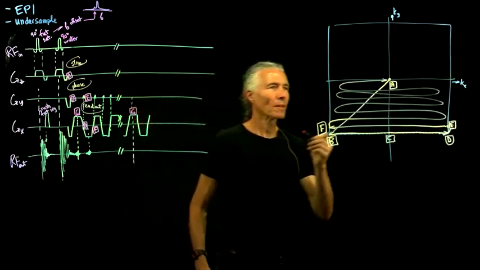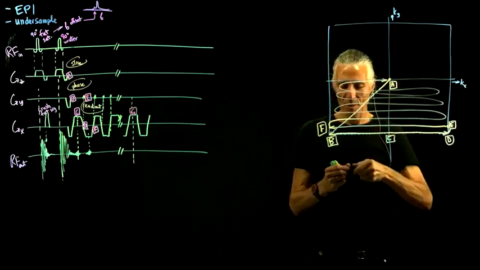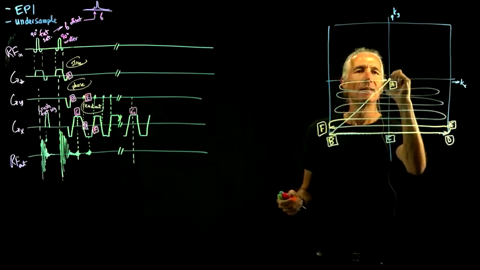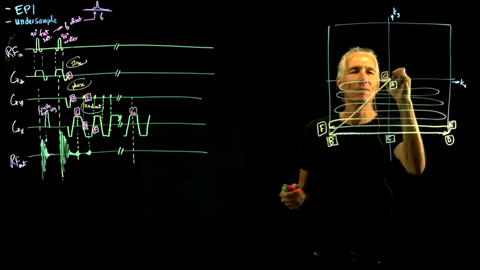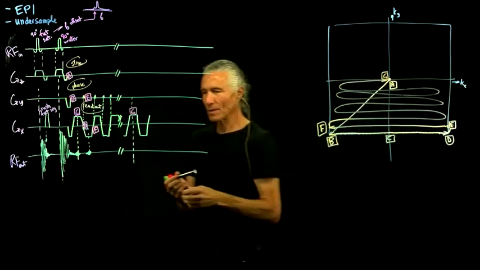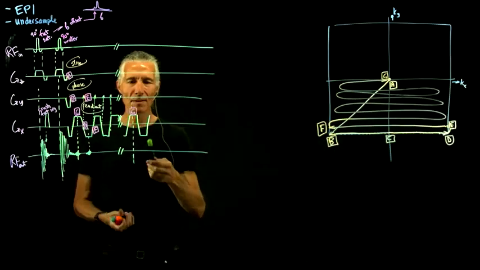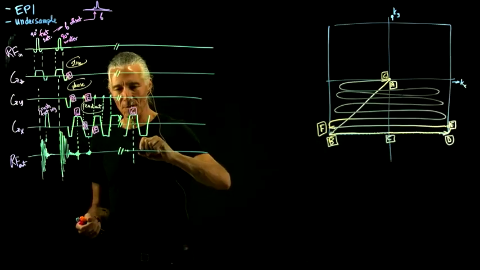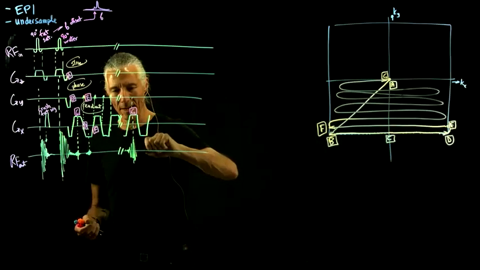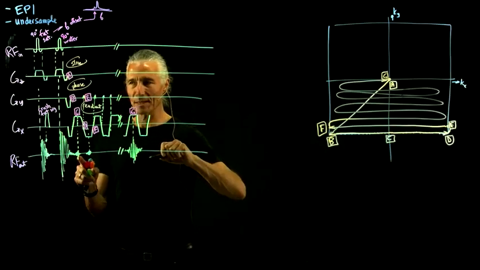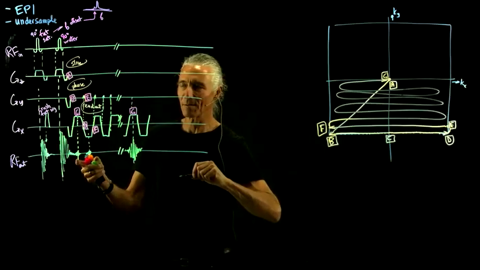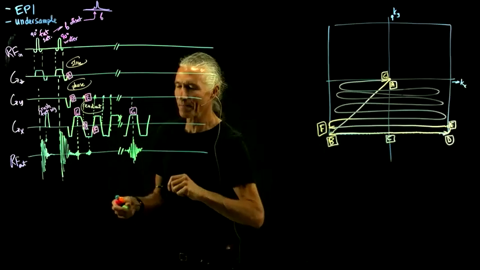So now we're at point G over here, and that's when we get our biggest echo. If you look down here, this will be an actual big echo. It'll be bigger than these because these were more dephased because they were at higher k-space.